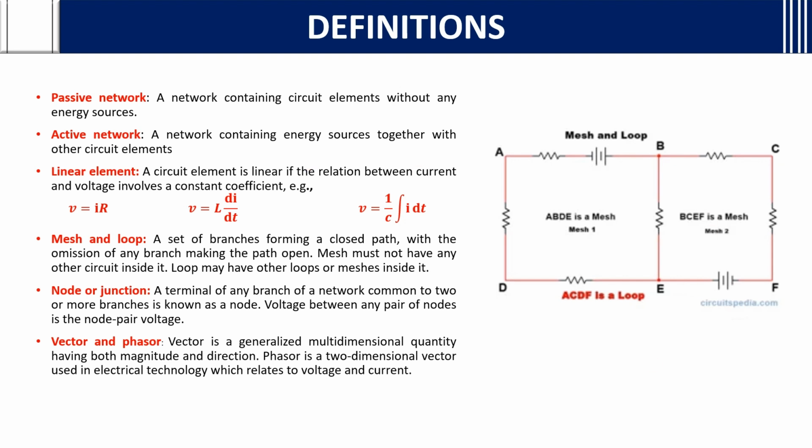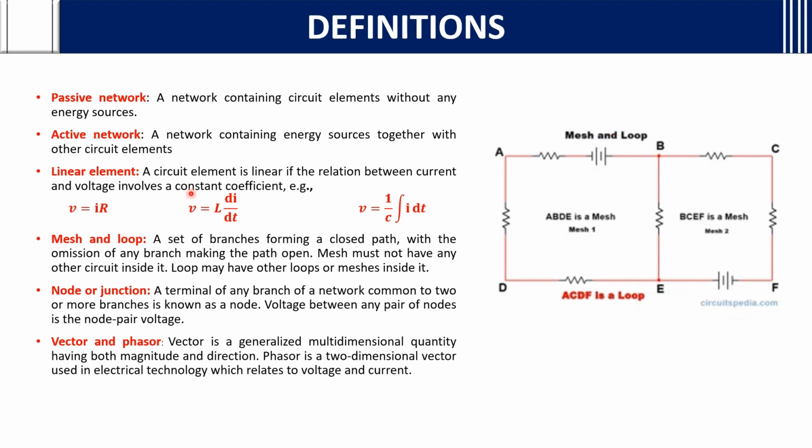What I'm telling is that this battery is an active network. Why? Because it is providing energy to the resistor. A resistor is a passive network. It is not providing any energy to anyone. It is just taking energy from the battery. So it is a passive network.